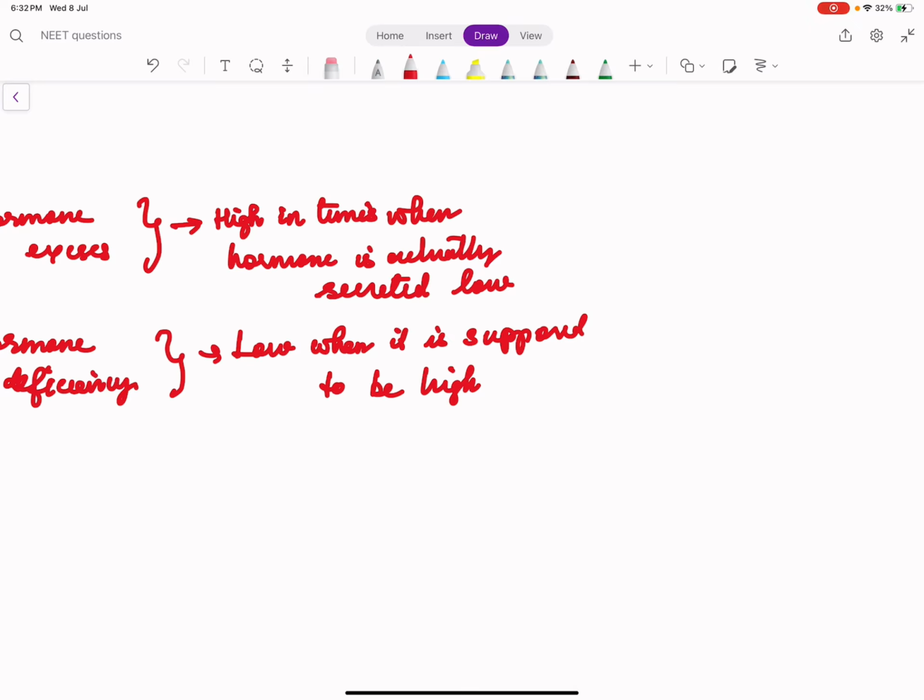How will you confirm hormone excess? When it cannot be suppressed. You know very well that there's a feedback mechanism in hormonal control. When that feedback cannot control a hormone excess, it is said to be high. Similarly, when do you say a hormone is actually deficient? When it cannot be stimulated.